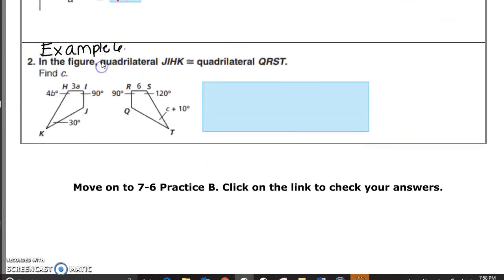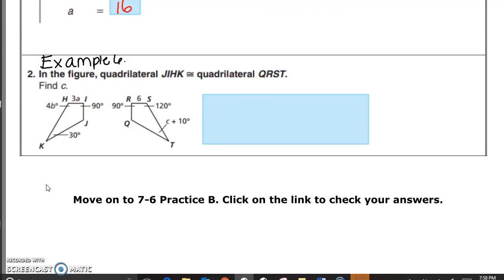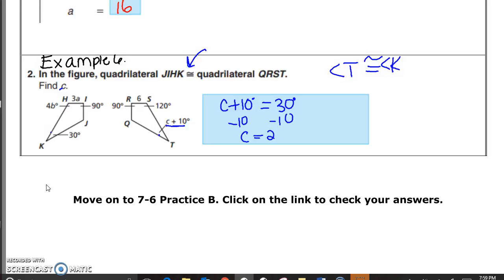Great. Example 6, we're going to have the same kind of thing. We're looking at a quadrilateral, so it's a quadrilateral because it has 4 sides. Okay, it's telling us that it's congruent, so we don't need to prove that. Okay, and we need to find C. So looking here, C is representing this angle, so C plus 10. So we can say angle T is congruent to angle K. So setting that equivalent, C plus 10 degrees equals 30 degrees. So we have to subtract from both sides, solve like normal. C equals 20.